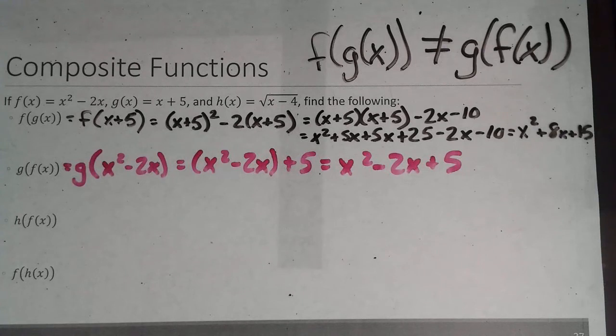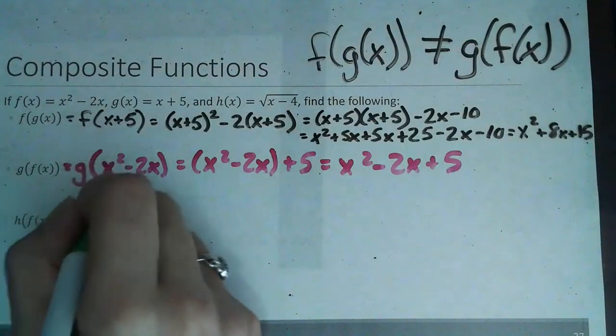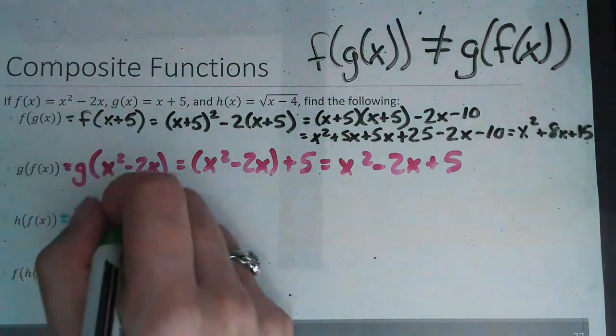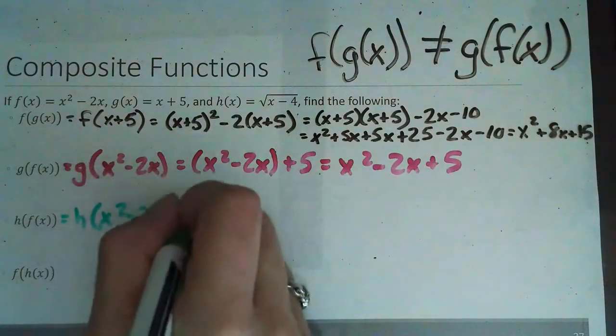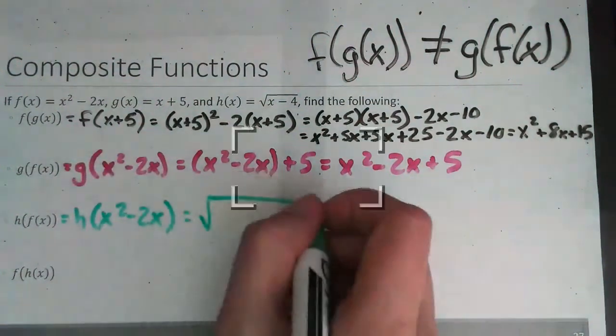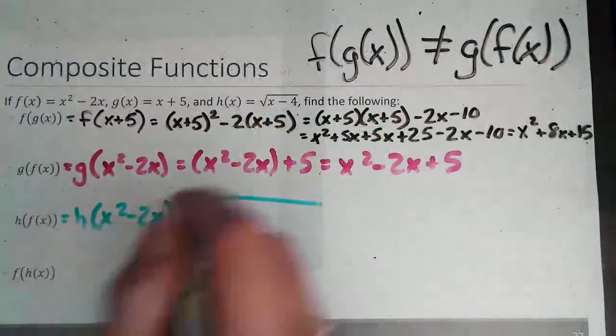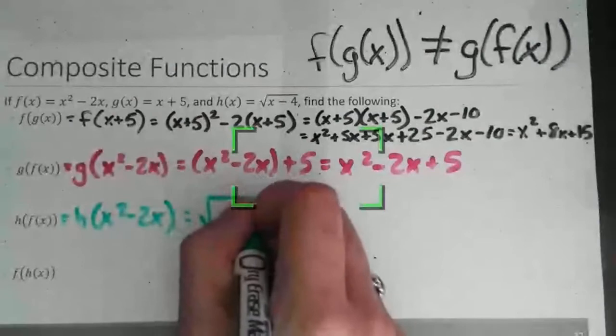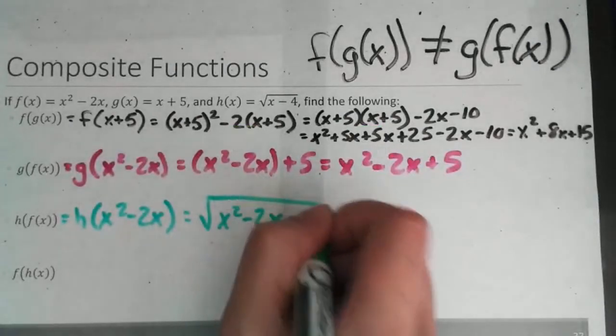Next up, we're looking at h of f of x. So that's going to be h evaluated at the expression x squared minus 2x. So that will be the square root of, I'm replacing my x with x squared minus 2x, and then a minus 4.